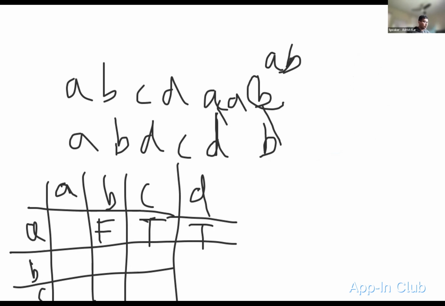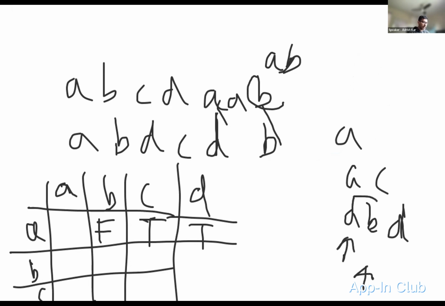And essentially, while we iterate over the queries, A, AC, ABD, instead of including all these letters, we can have two pointers. We can iterate through all pairs and check the values. If one of these values is false, then we know that the entire query evaluates to false. So that's essentially the solution.